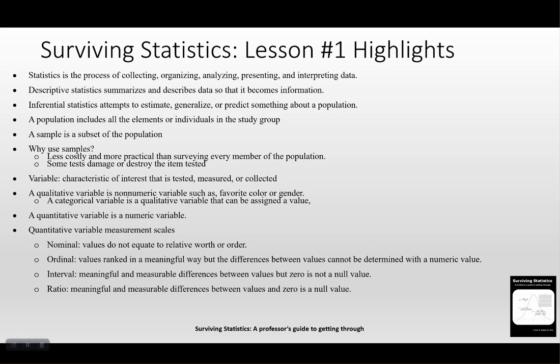They are ranked in a meaningful order, but we cannot determine the value or the difference between them in a numeric way. Interval is meaningful and has measurable differences between the values, but 0 does not really mean the absence of a value. Ratio, same as interval, it has meaning and measurable differences between the values, and 0 truly means 0.